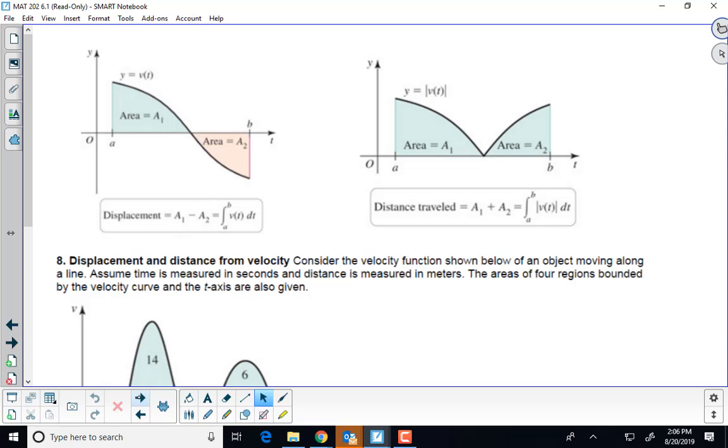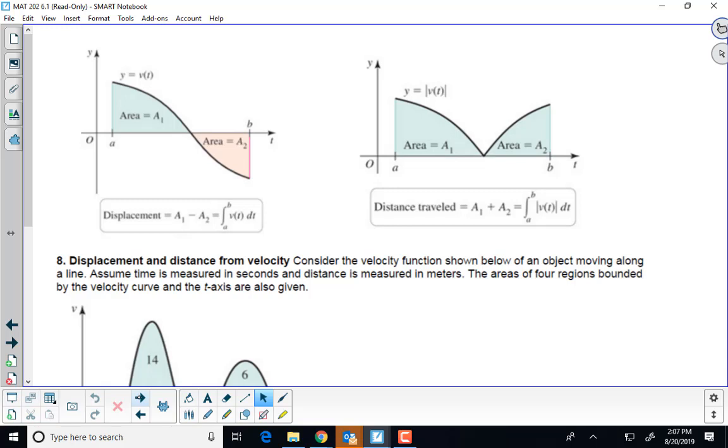Over here, we've changed our integral to be the integral of speed instead of velocity. Speed is the absolute value, or the magnitude, of velocity. Geometrically, that just takes the portion of the velocity curve that's below the t-axis and reflects it above. So now, when we integrate this function, we know from Calc 1 that we're going to get this area plus that area. So that'll be distance traveled. Distance traveled is the integral of speed; displacement is the integral of velocity.